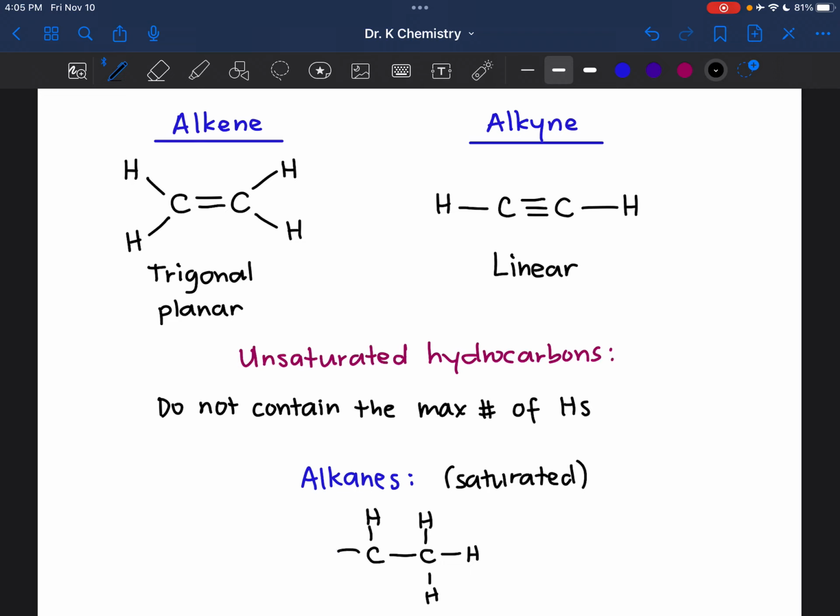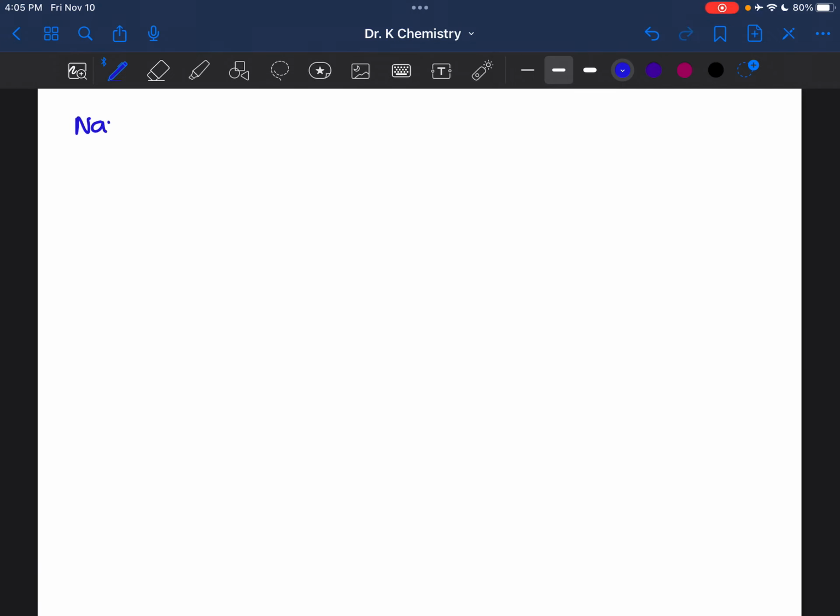Notice if I attach 3 hydrogens to these carbons, they already have an octet, they have 4 bonds, there is nothing else that I could do here. Whereas with alkenes and alkynes, I could potentially break this double or triple bond and attach more hydrogens to those carbons. And we will eventually see that when we take a look at the reactivity of alkenes. So alkenes and alkynes are unsaturated, alkanes are saturated. Now that we've introduced them, we will take a look at naming these compounds.